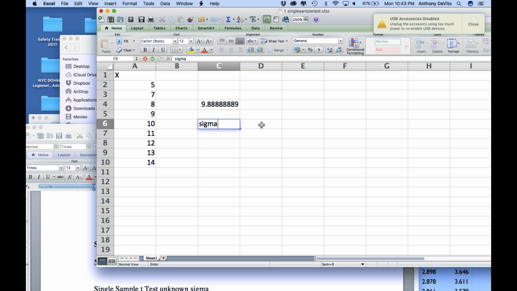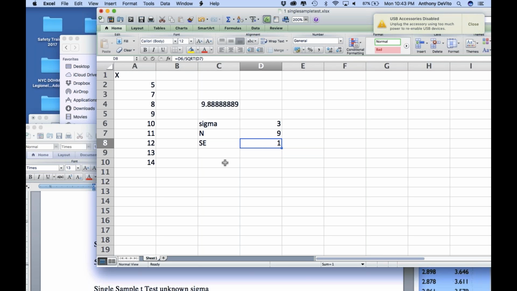So sigma is equal to 3, my sample size is 9. So my standard error is going to be equal to sigma divided by the square root of my sample size, or 3 divided by 3, which is 1. So my standard error is equal to 1.